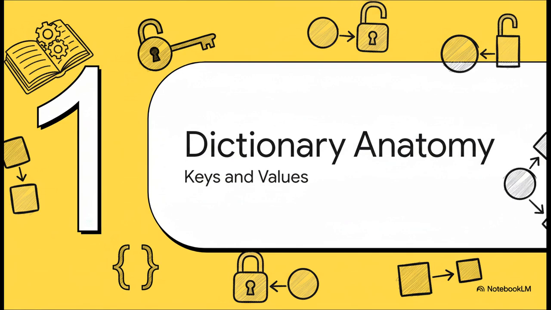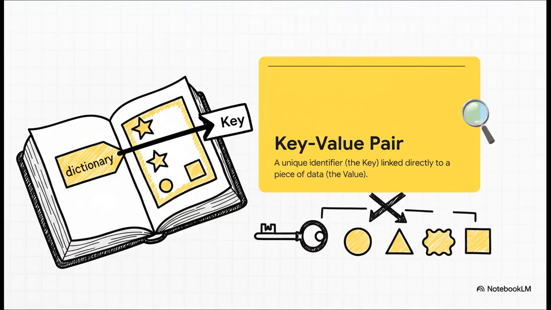What are these things actually made of? It all boils down to one simple, powerful concept: key-value pairs. This key-value pair is the absolute heart of every dictionary. It's the fundamental building block. Just think of it as a single entry. You have a key, which is a unique name you give it, and that's tied directly to a value, which is the actual piece of data you want to hold on to.